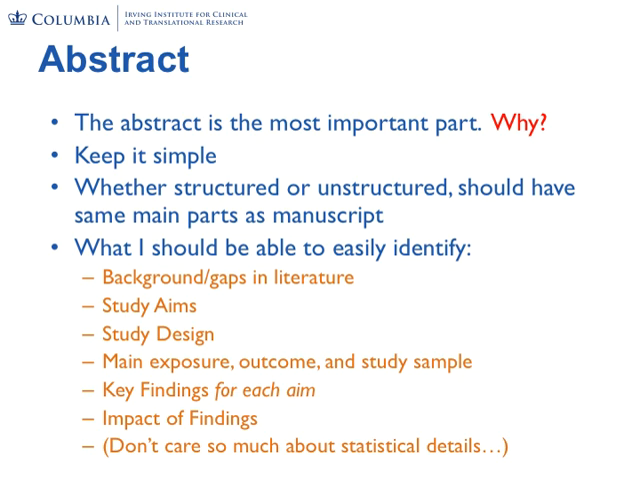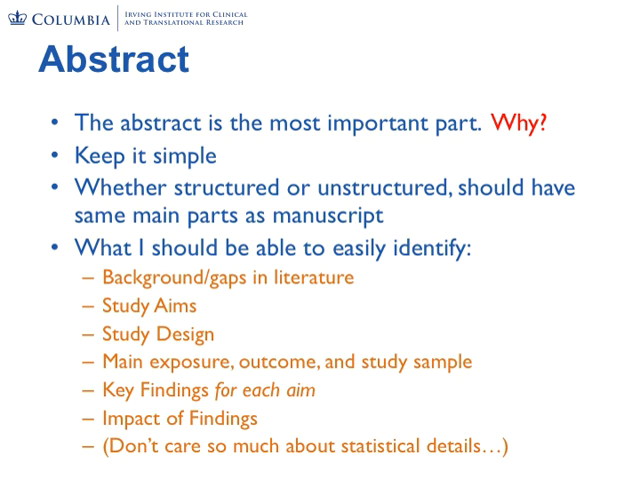So we'll start first with the abstract. So the abstract is the most important part of the manuscript. Why? Anyone want to shout out an answer? In reality, what are people going to read in your manuscript? Probably just the abstract, right? So this is really where I'm going to spend a lot of attention as a reviewer to make sure that what's presented there accurately portrays the research that was done and tells the story of the paper. So keep it simple, and whether it's structured or unstructured, it should have the same main parts of the manuscript.